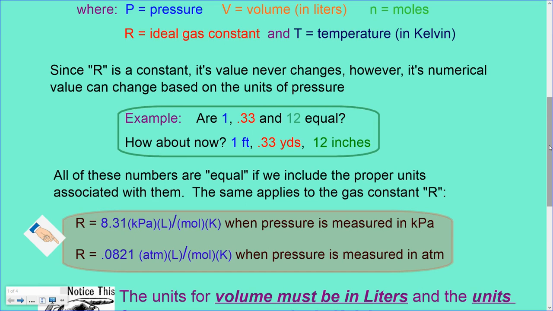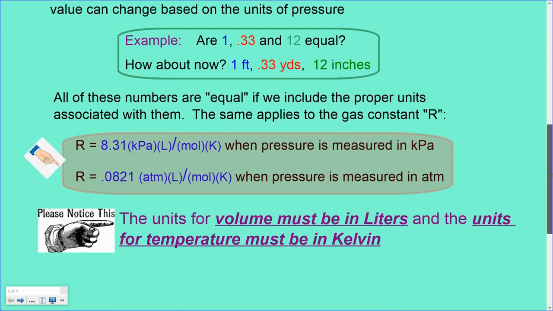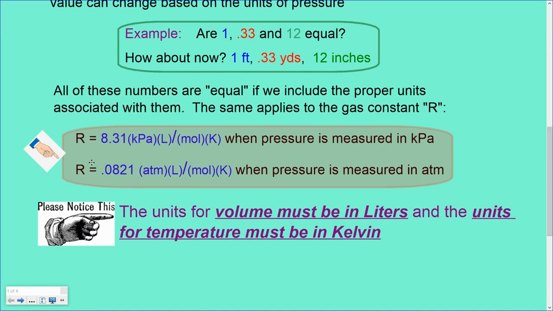When you're using the ideal gas equation, it's important that you remember that the units for volume must be liters and the units for temperature must be Kelvin. Got to keep that in mind.